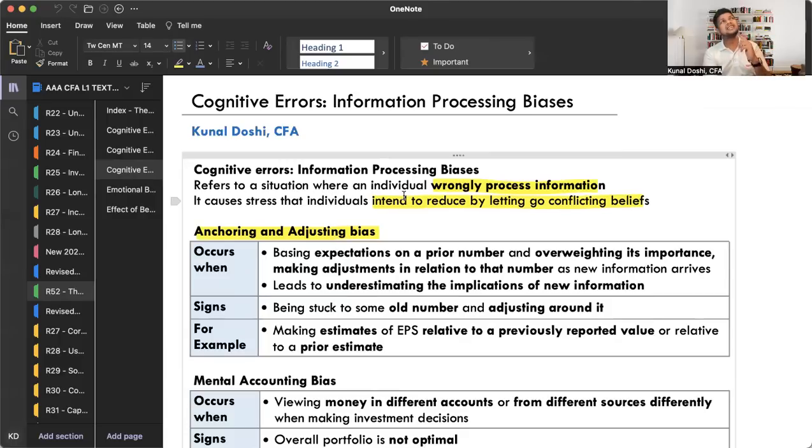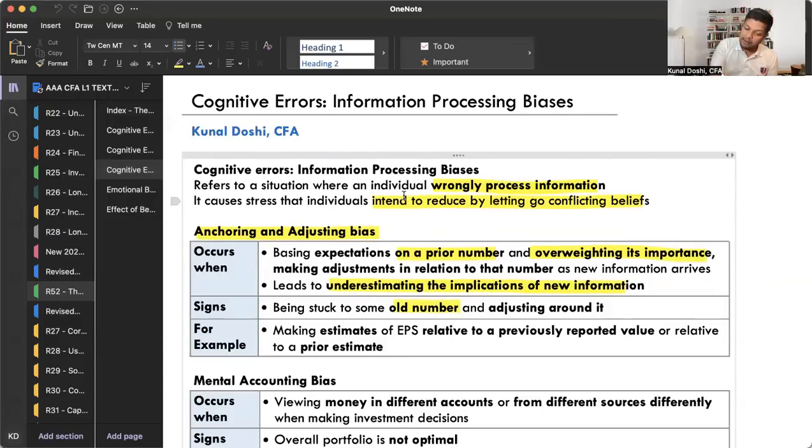For example, let's say a couple of months back I saw the inflation data as 3%. So I still feel that inflation should be around that only, because that was something I recently saw, or that's a long-term average that stuck in my mind. So you base your expectation on a prior number and overweigh its importance. Any adjustments you make are around that number, right? Making adjustments in relation to that number as new information arises leads to underestimating the implication of new information. Being stuck to some old number and adjusting it, that's the sign.